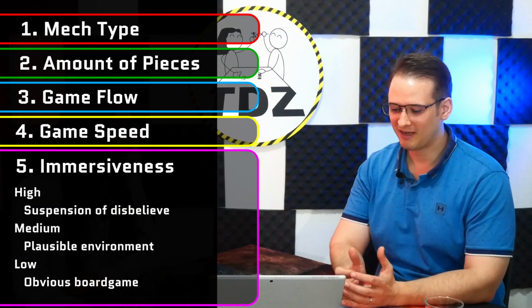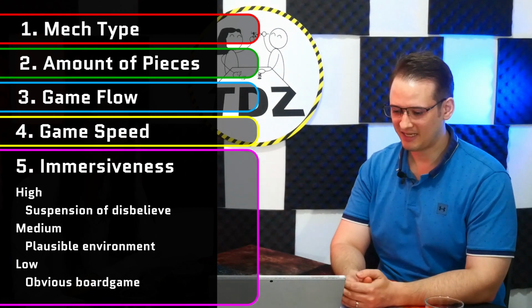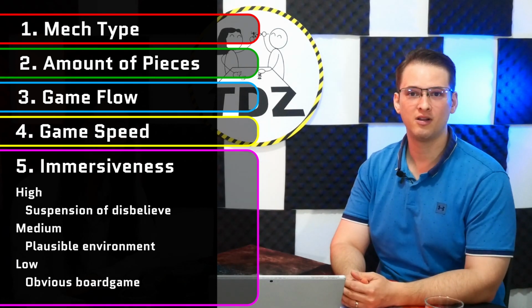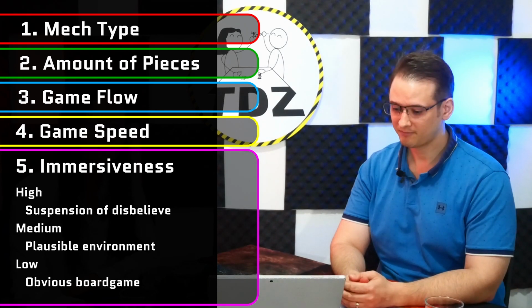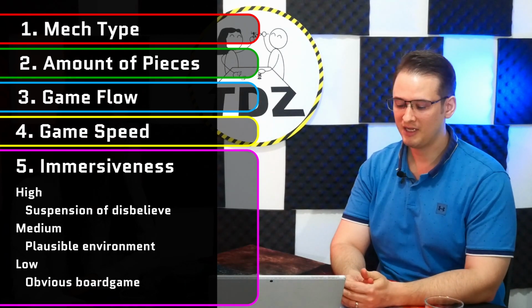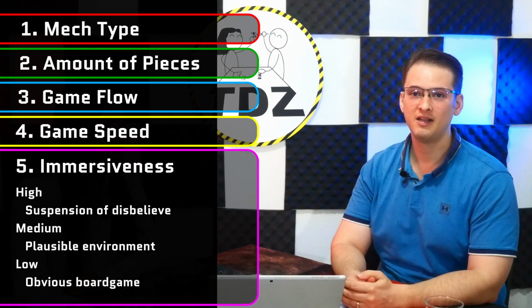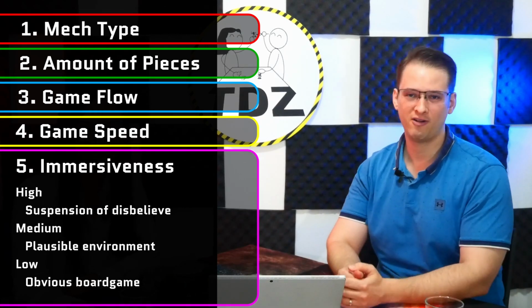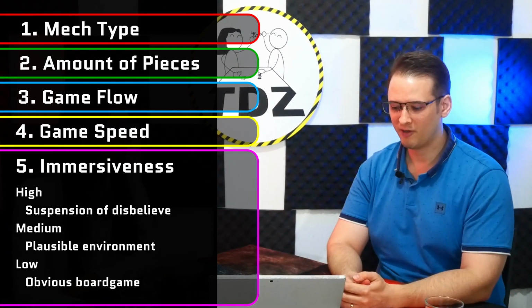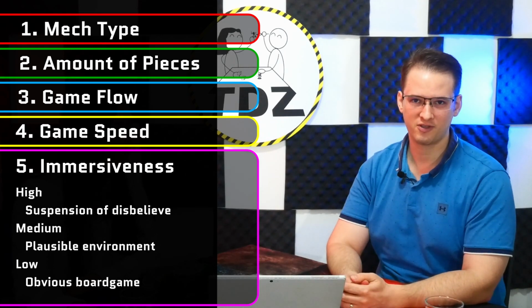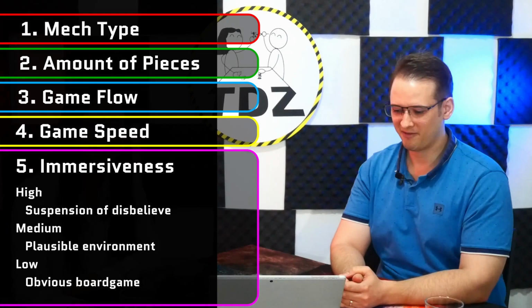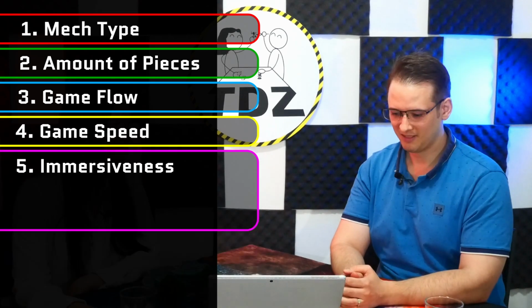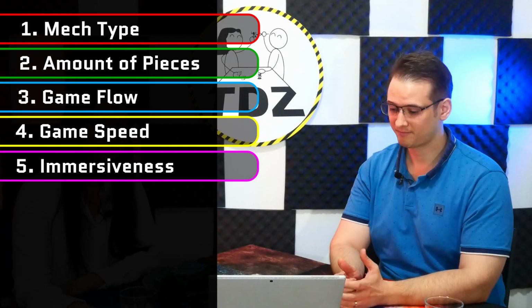So here the high level of immersion stands for a very believable look that players can be fully invested in. The medium level of immersion will mean it's somewhat believable, but it already looks a bit gamified. And then the low level of immersion is essentially your game of chess, right? It's the board game, the very abstract version. Yeah, that's all for the rating.